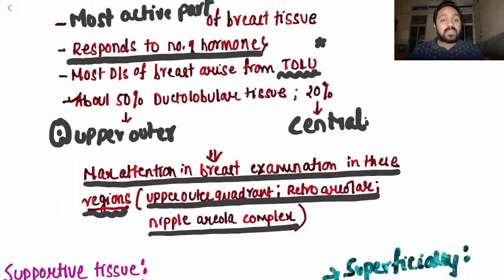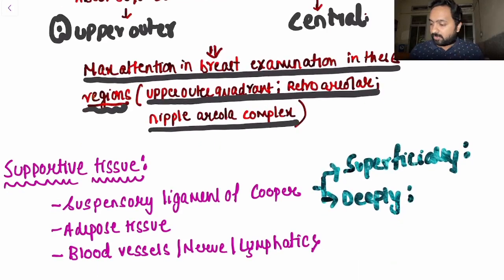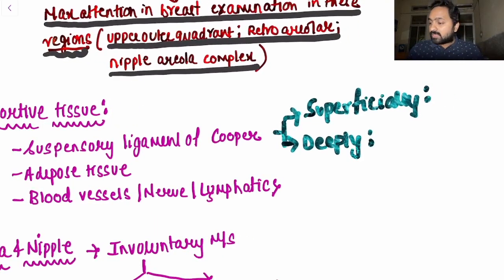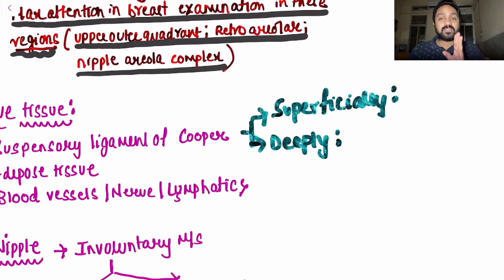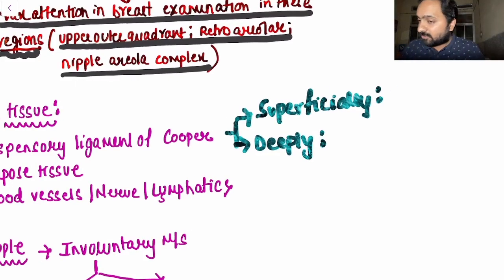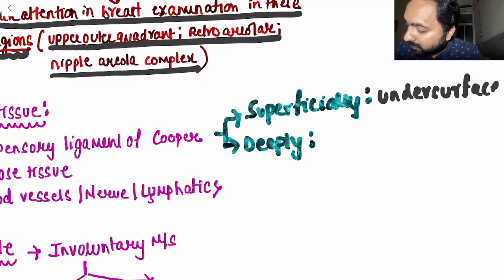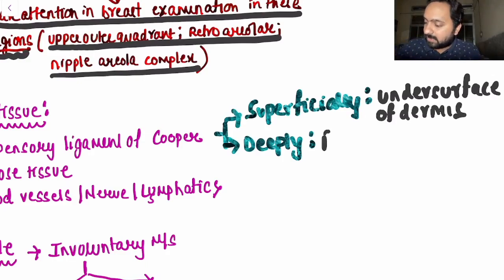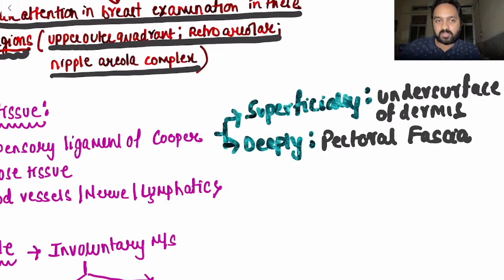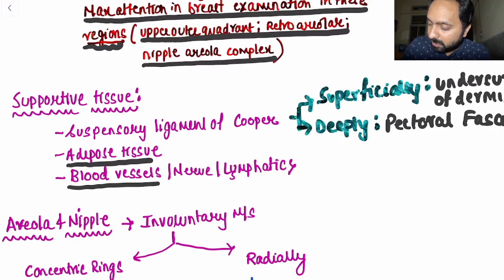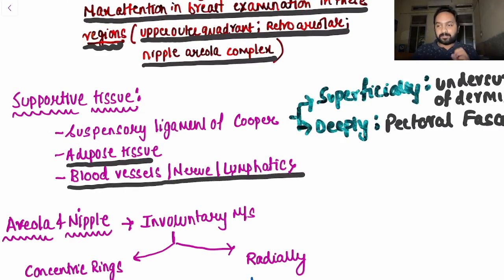Now moving down to the next part, which is your supportive tissue. So supportive tissue is your suspensory ligament of Cooper. This has two parts, one is superficial and one is deep. The superficial part goes up till the undersurface of the dermis, and the deep part is attached to your pectoral fascia. Other supportive tissue includes your adipose tissue and your blood vessels, nerves and lymphatics.